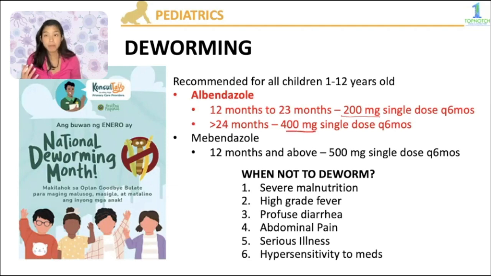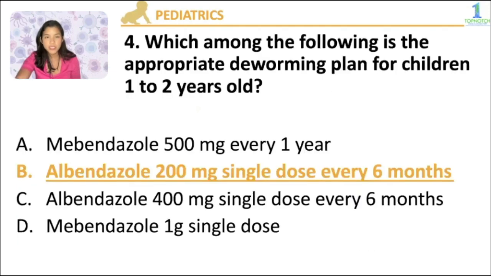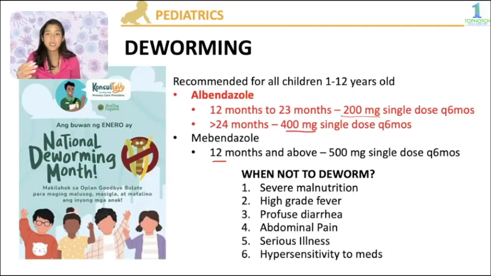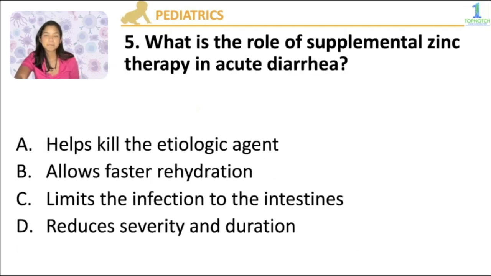If we were to give mebendazole, which we can start for patients 1 year and above, we would give 500 milligrams single dose every 6 months. So in the choices kanina, mebendazole was given as every year or as a single dose entirely. So if we give mebendazole, it should still be every 6 months. So when do we not choose to deworm children? It's when they have severe malnutrition, high-grade fever, profuse diarrhea, abdominal pain, serious illness, or hypersensitivity to medications.